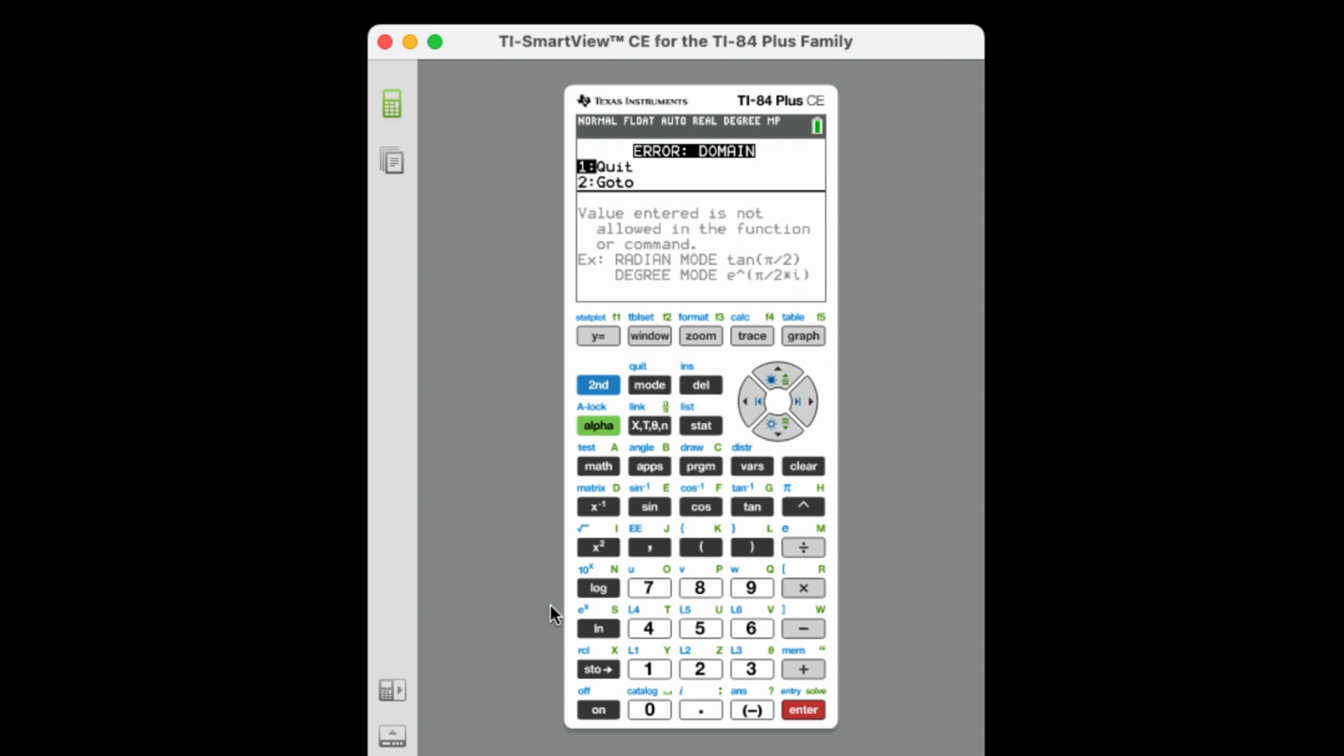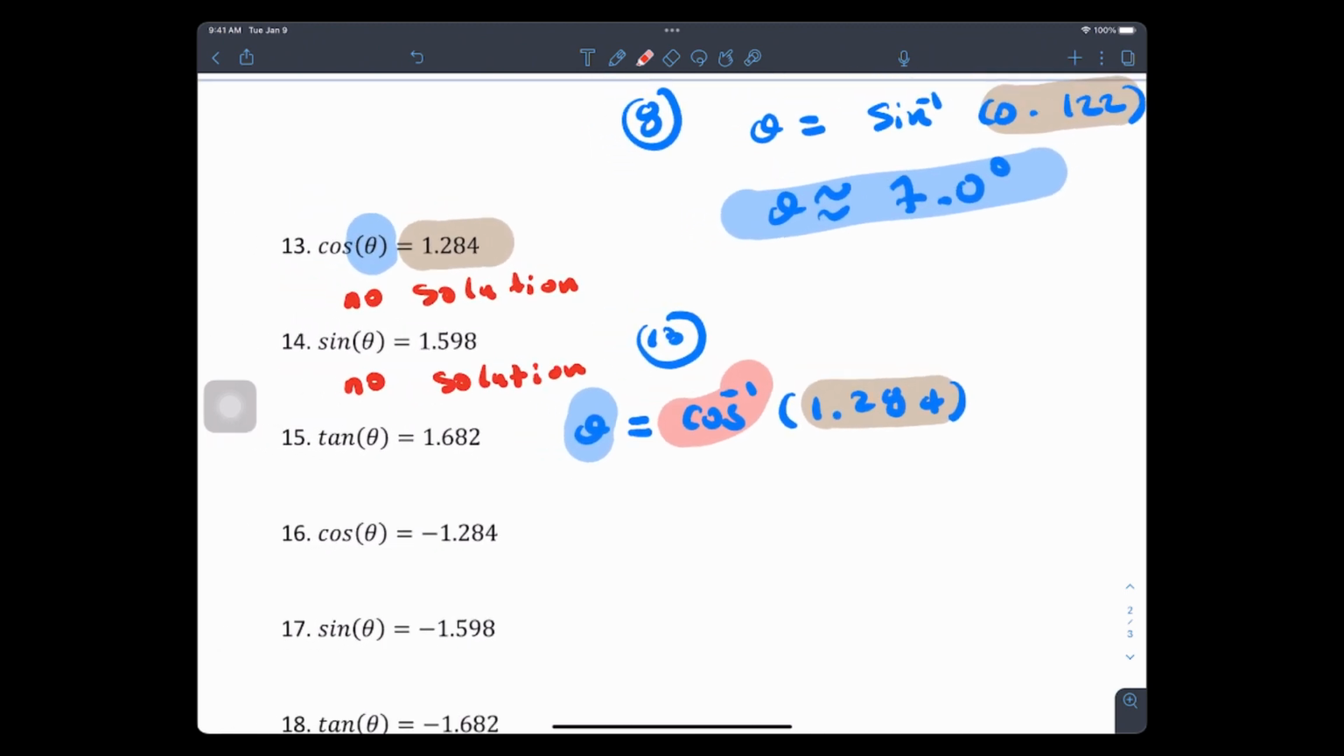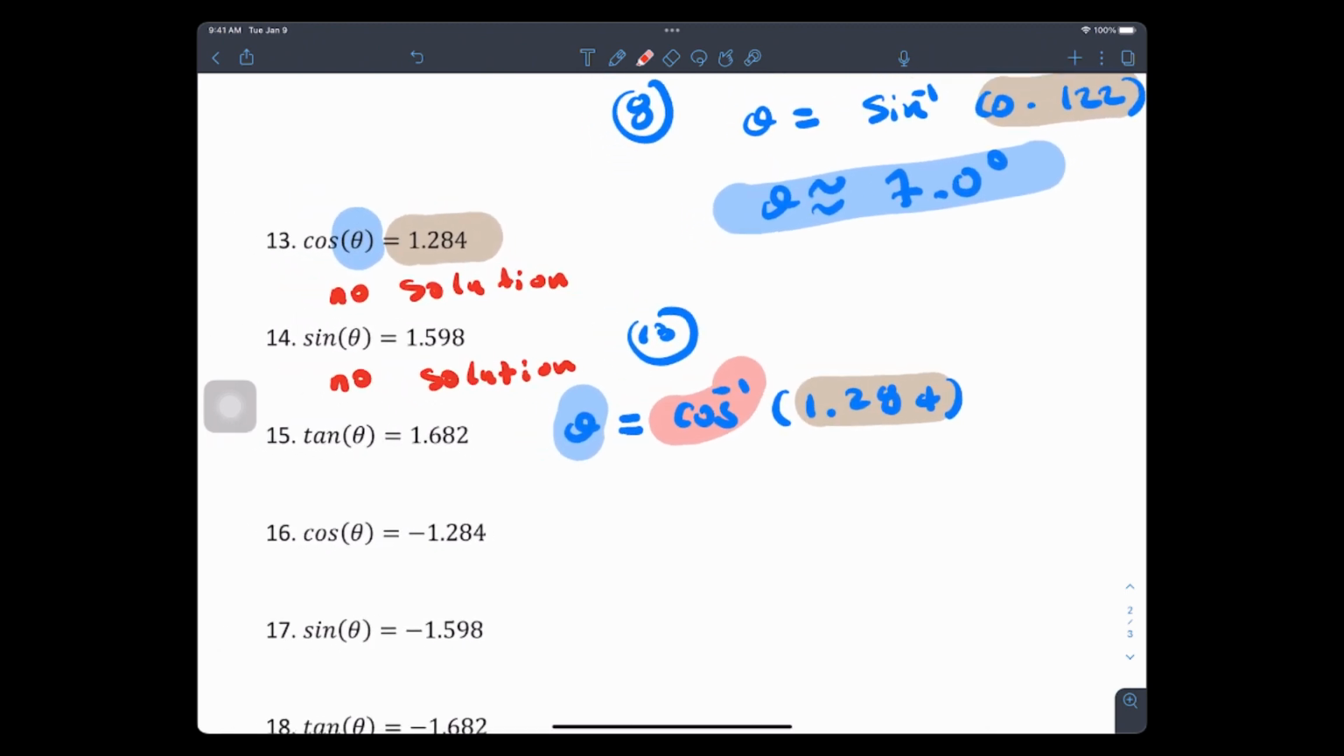And here's the problem. This is error domain. And what that means is you're not allowed to use that number in what's called the domain of the function. The input of the function, there's a domain error. And it even says value entered is not allowed in the function. And okay, that makes a lot of sense. You say, what do you mean that makes a lot of sense? Well, because cosine could not be bigger than 1. It can't be smaller than -1 either. And the same thing for sine.